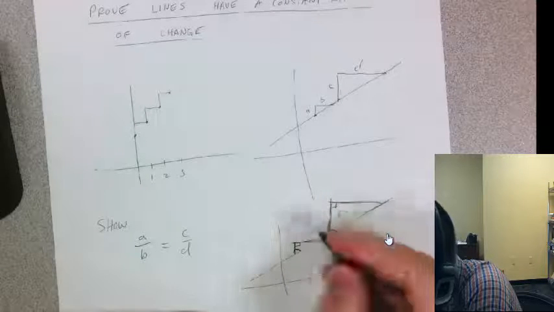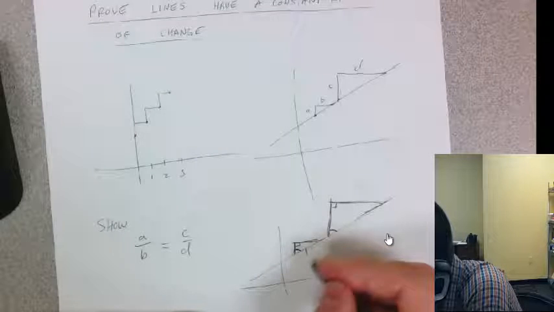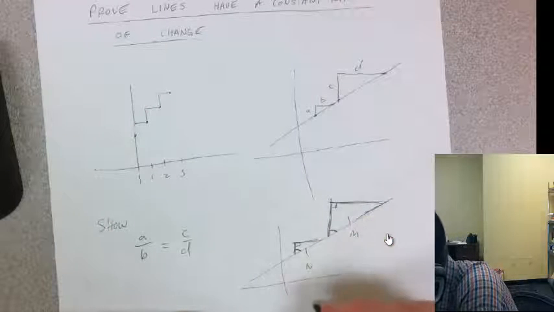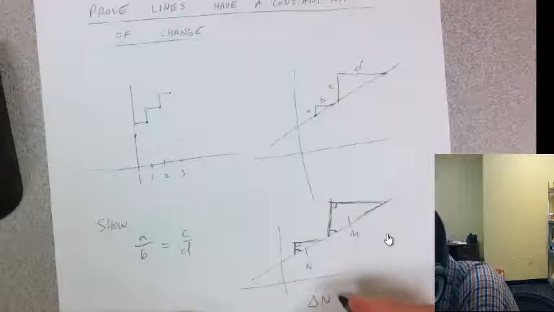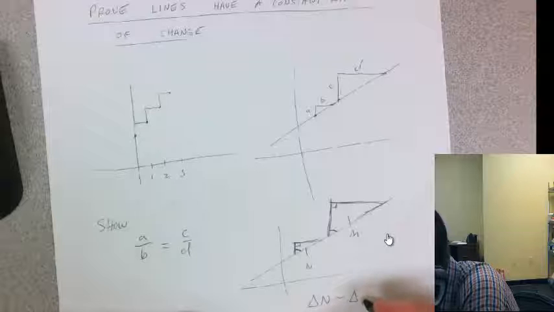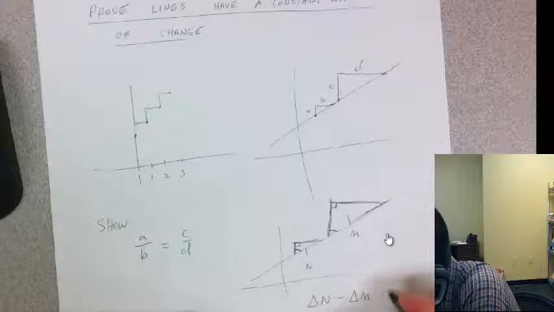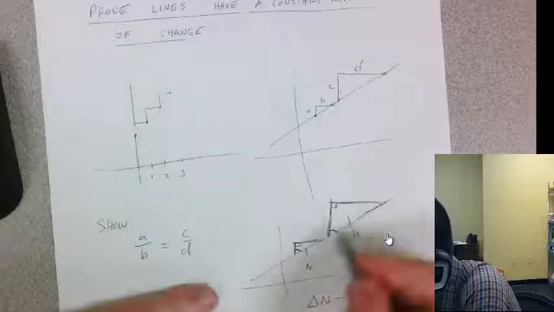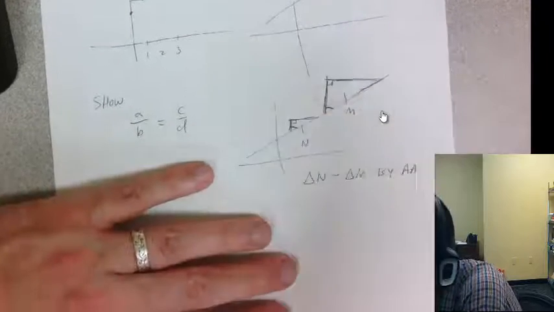So we say this triangle, we'll call it triangle N, and this we'll call triangle M. So triangle N is similar to triangle M by angle. So if 2 angles are the same, the third has to be the same, because they have to add up to 180.